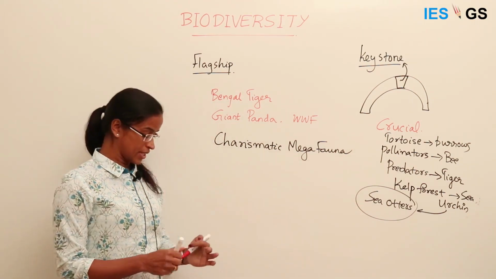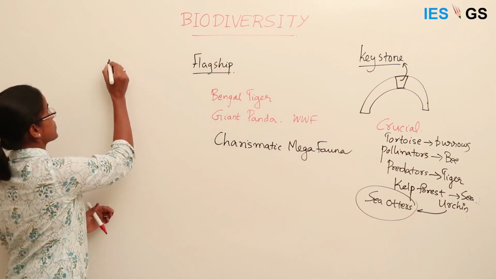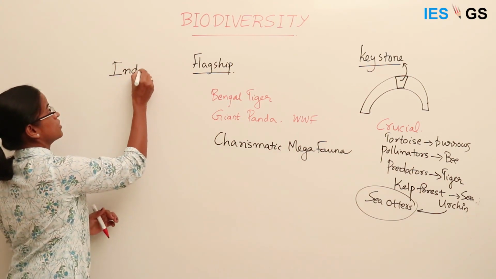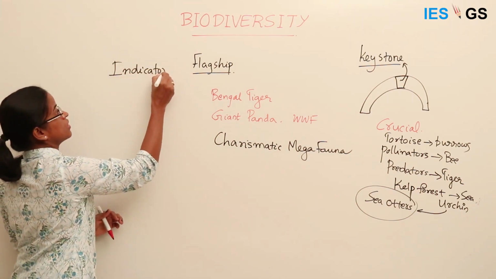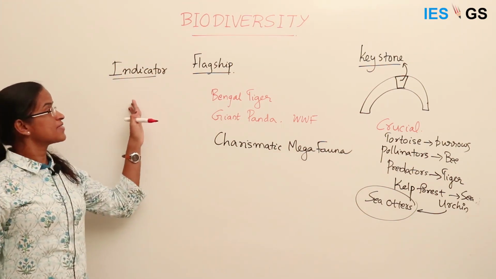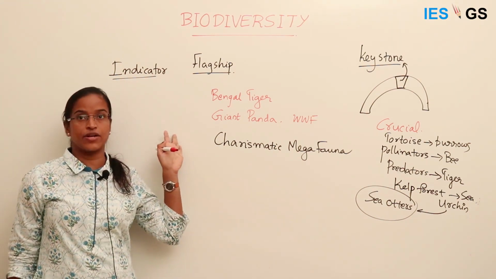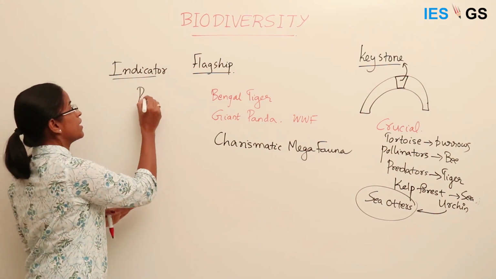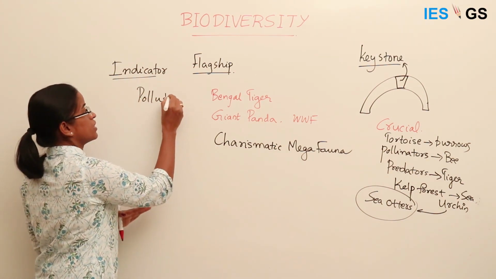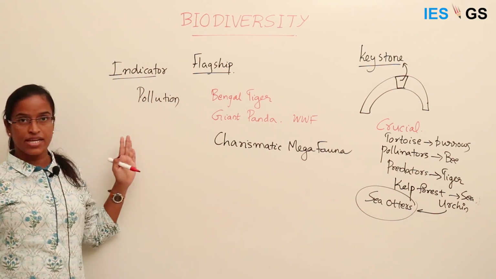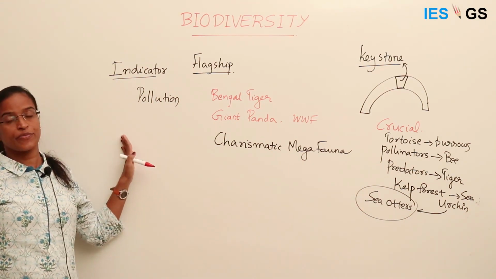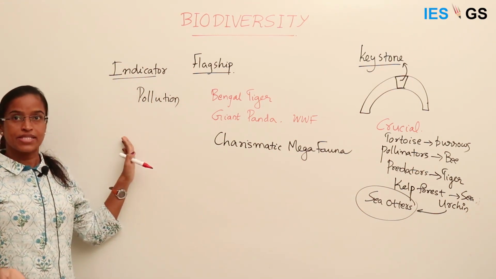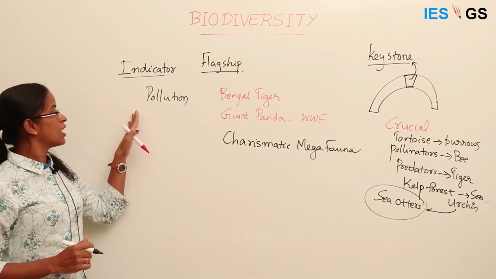Now let us see about indicator species. These species will indicate the health of the ecosystem. Sometimes an indicator will indicate pollution. For example, lichens will change their color, or lichens will dry out if particular chemicals are present in the atmosphere.